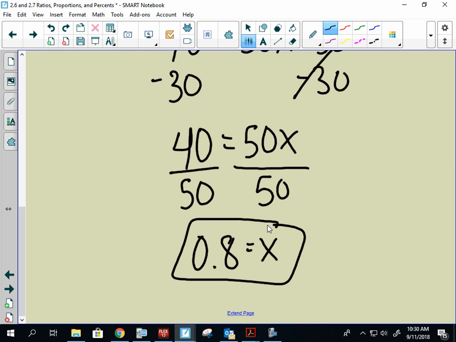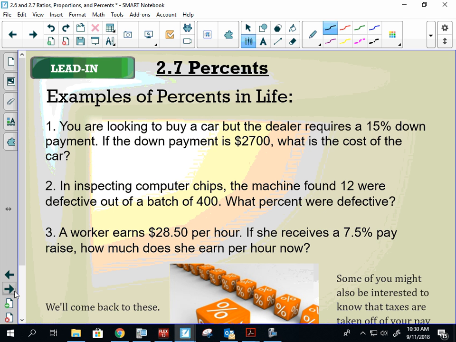If you would, please flip your page. We're going to talk about what goes on in 2.7, which is just a brief review of percents. So as you're flipping the page, you'll see at the top of the page for 2.7, I discuss 4 examples of where percents get used in everyday life.